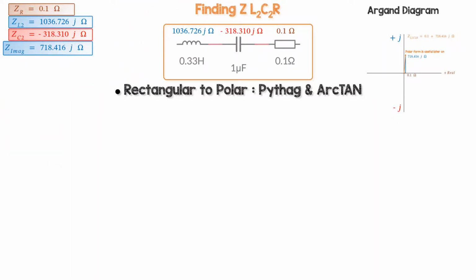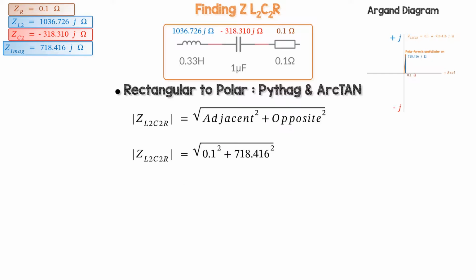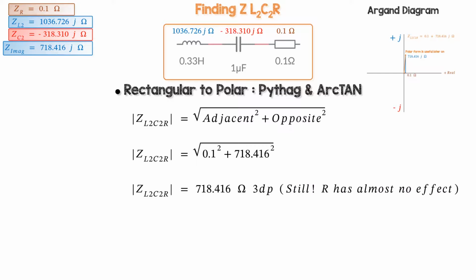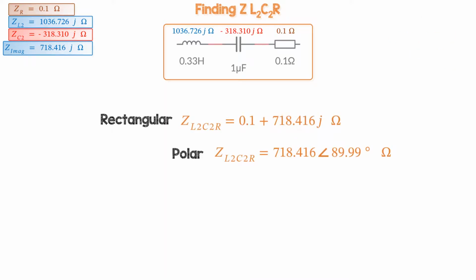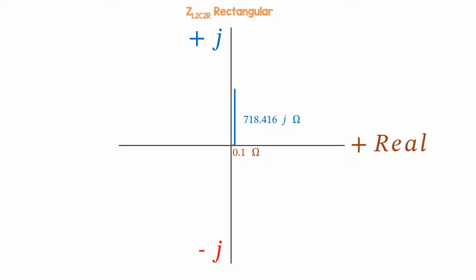Just change it into polar form from rectangular. Because R is so small, it has really no effect on this impedance. It's almost vertical, this impedance, and is around 718 ohms, so it's almost just an inductor really. There's rectangular and polar for ZL2C2R. There's rectangular, polar, and poltangular.